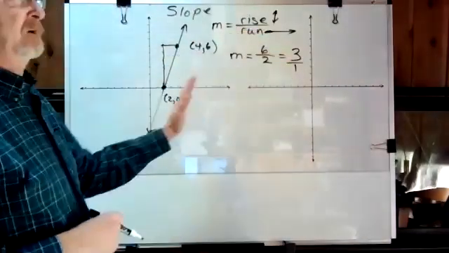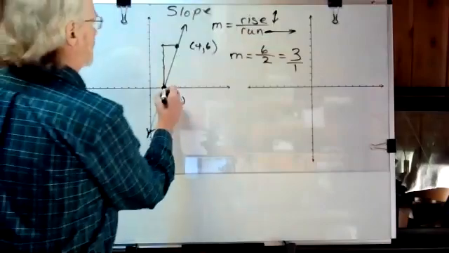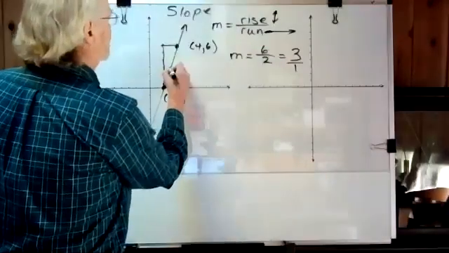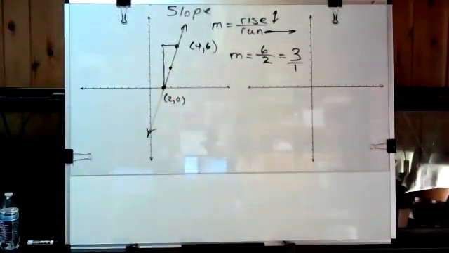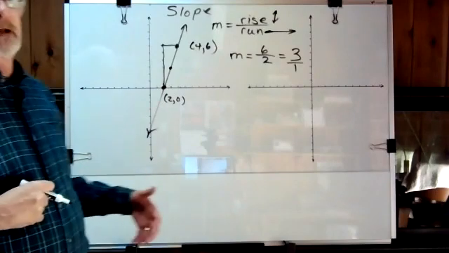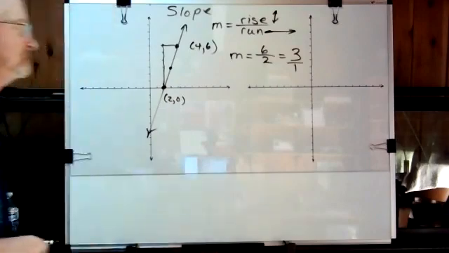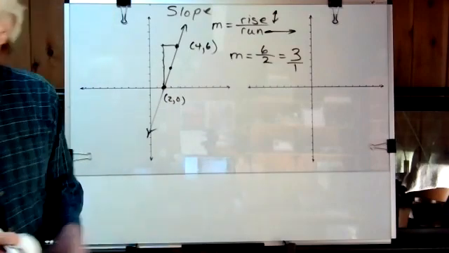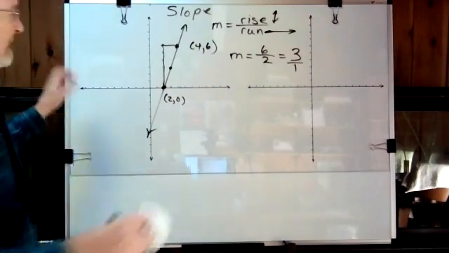So for every 1 I go over, I go up 3. Over 1, 1, 2, 3. There's another point on that graph. I go over 1, I'll go up 3. This line has a slope of 3. So we're going to do several of them, okay?